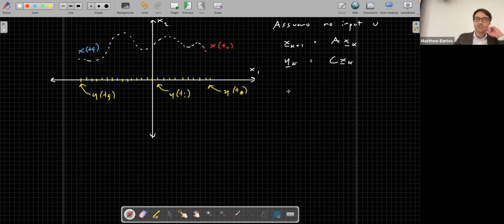All right, so let's just step through step by step again. We have that yk is equal to C times xk. So that means y naught is equal to what? What is our initial observation equal to, based on this equation here? C times x naught. Okay, our y at time 1, what will this be equal to? C times x at time 1.